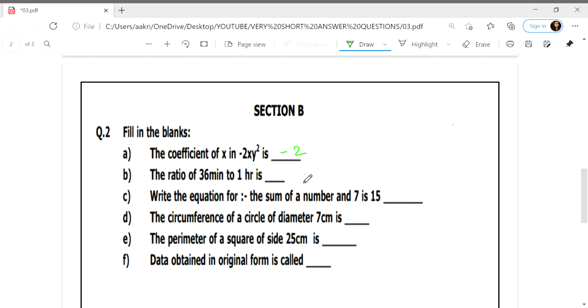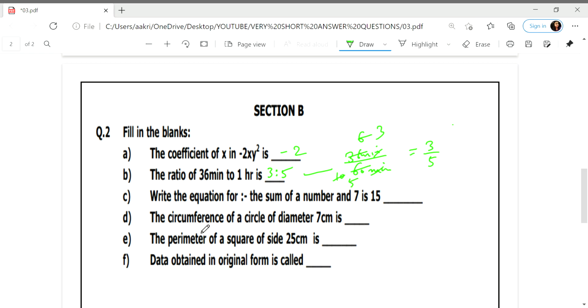Now this involves solving. How will we do it? Let us see. 36 minutes. How many minutes are there in 1 hour? 60 minutes. So minutes cancel with minutes. 36: 6 sixes are 36, 6 tens are 60. 3 twelves, 5 twelves. So the ratio will become 3:5. Yes, 3/5 we can write as 3:5.